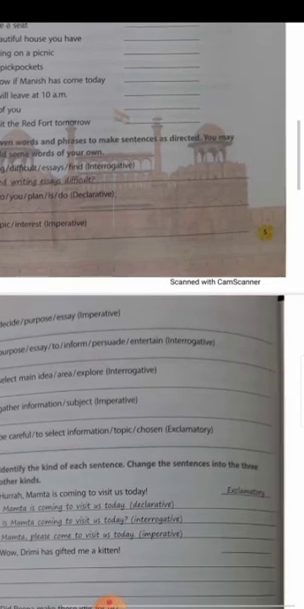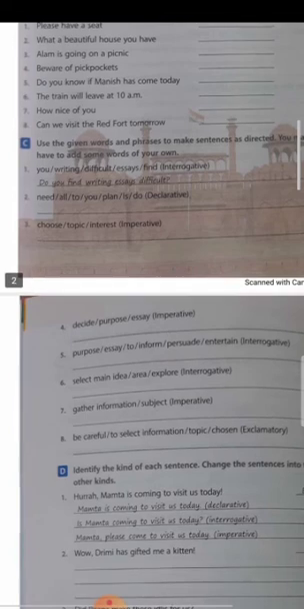Okay. Now the next exercise D. Identify the kind of each sentence. Change the sentences into the 3 other kinds. So how many types of sentences are there in total? 4. So one type of sentence is given. You have to identify which type of sentence that is and write it down. And then the other 3 forms you have to write. See, the first one is done for you.